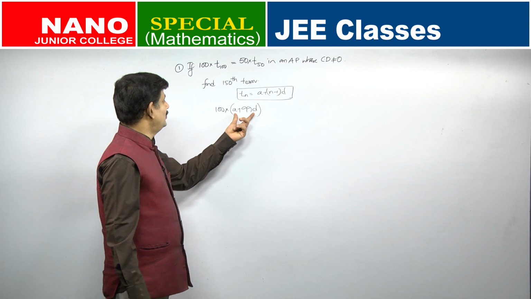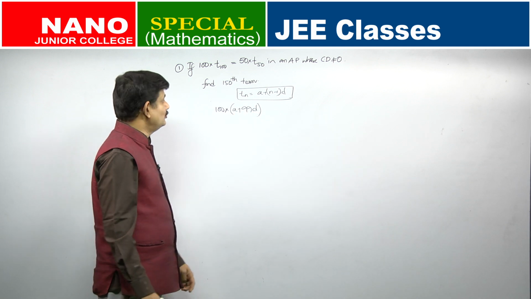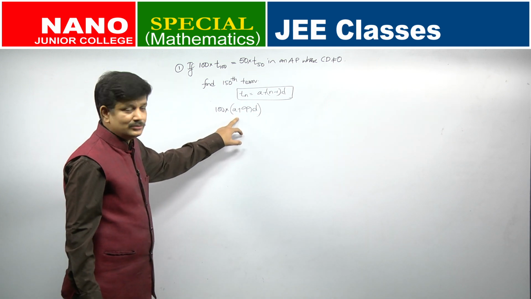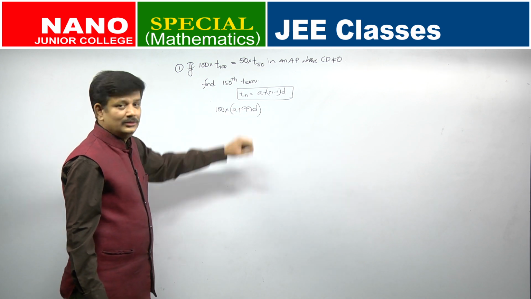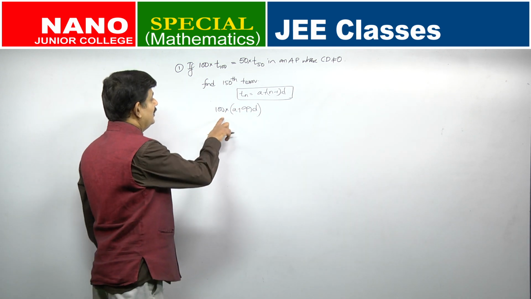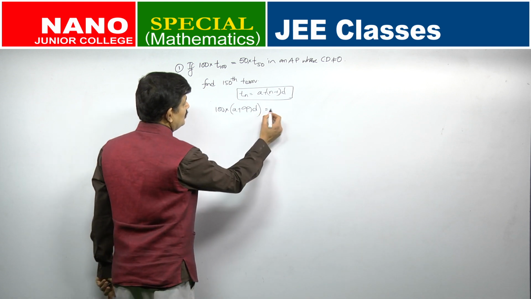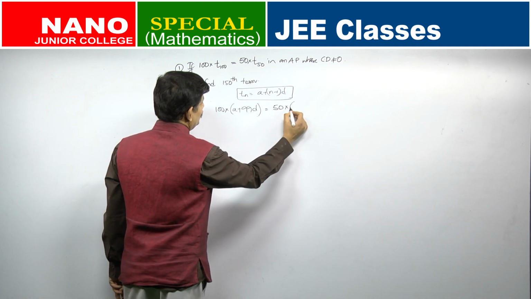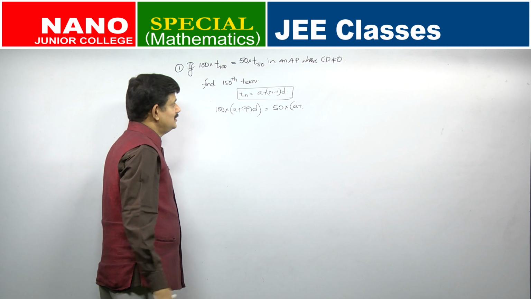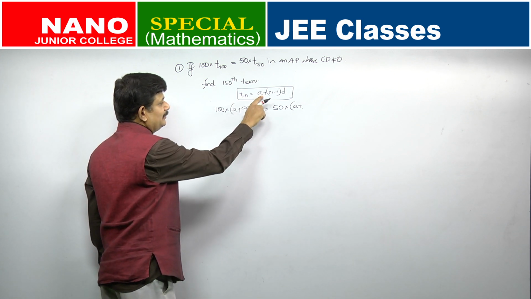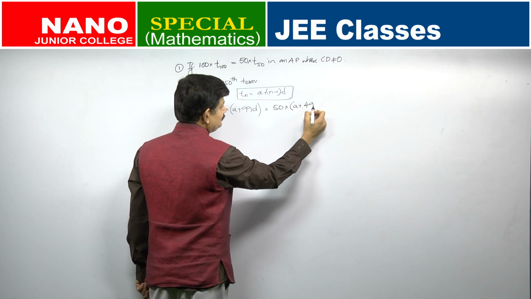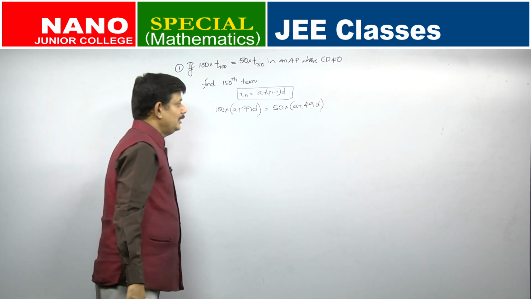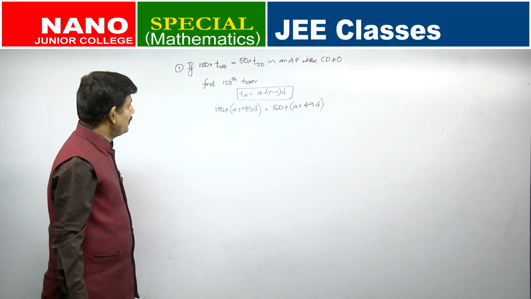Okay, the 100th term will be a plus 99 d, where we assume the first term to be a and the common difference to be d. Then 100 into (a plus 99 d) is equal to what is given: 50 into (a plus 49 d), since T 50 is a plus 49 into d.